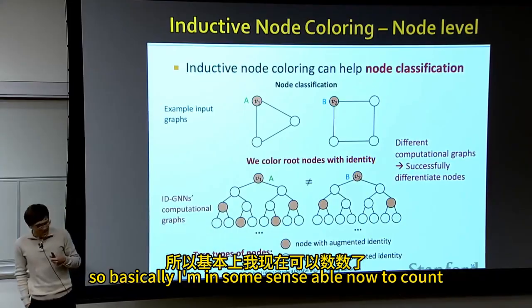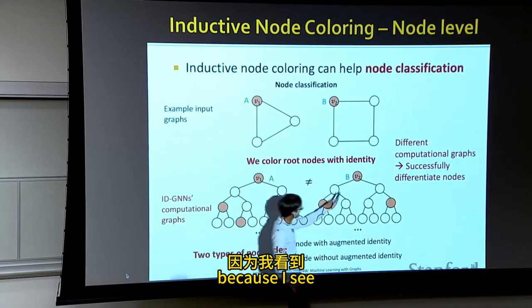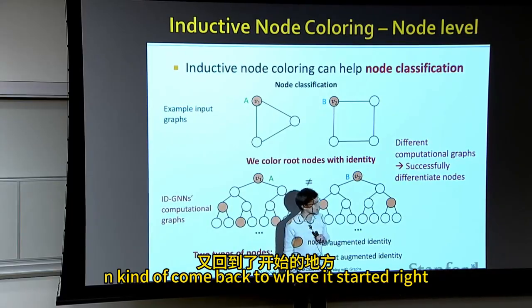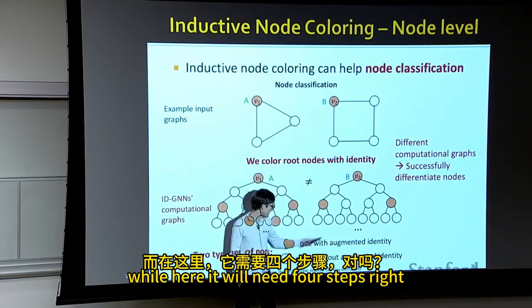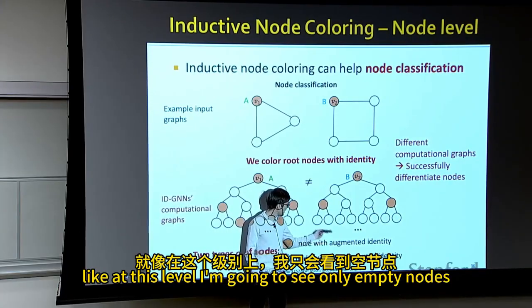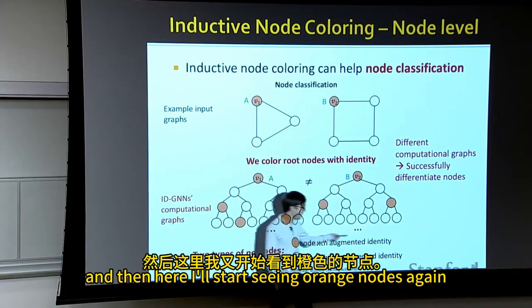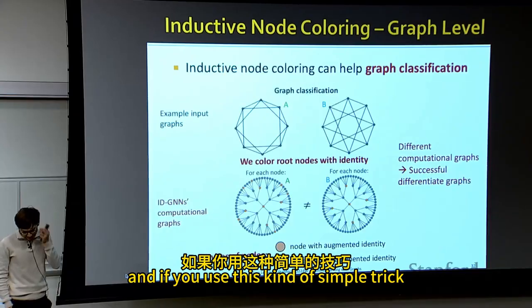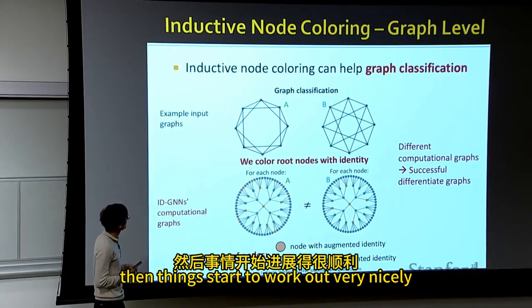So my GNN, if it accounts for the color as well, will be able to distinguish these two nodes. So basically, I'm in some sense able now to count the length of the cycle because I see when the GNN comes back to where it started, right? And I see here it comes back in 3 steps, while here it will need 4 steps, right? At this level, I'm going to see only empty nodes, white nodes, and then here I'll start seeing orange nodes again. And if you use this simple trick, then things start to work out very nicely.